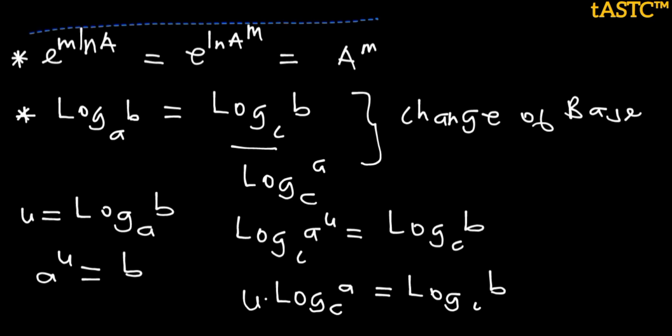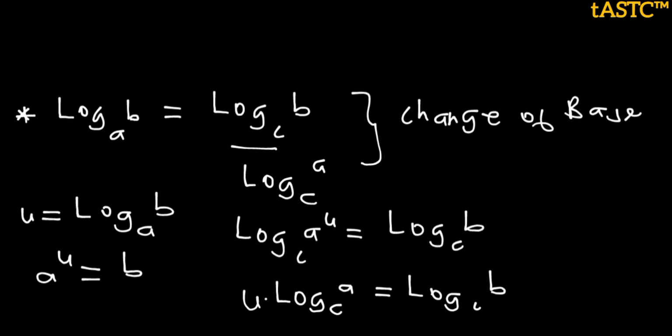So I'm just going to wipe it from here. Now, we want to make u the subject of the formula. So we need to divide by its coefficient, which is log to the base c of a. So this is going to be u equal to log to the base c of ab divided by log to the base c of a.